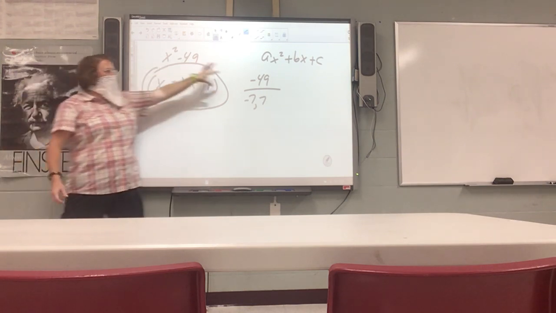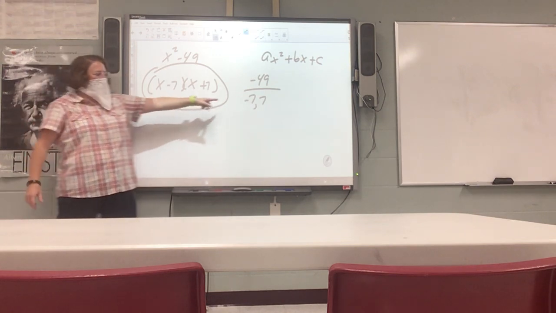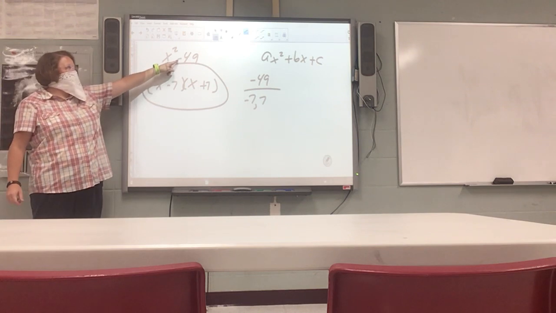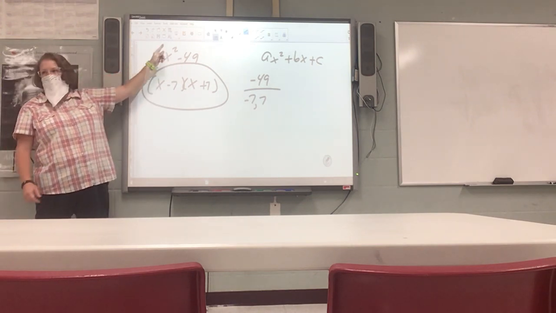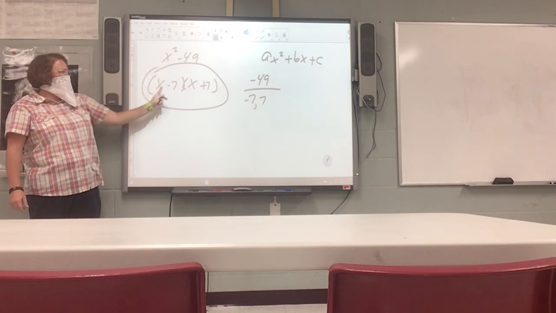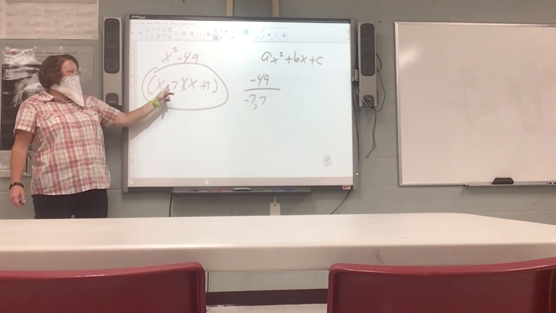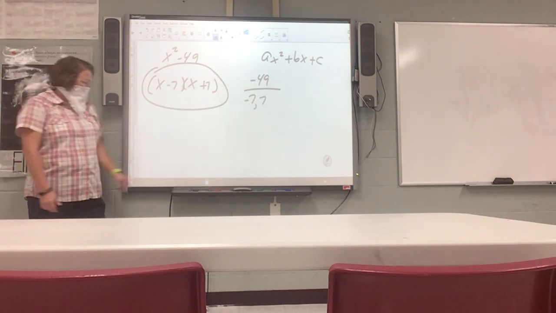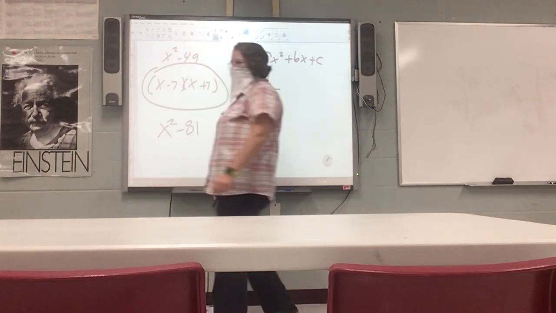So you could do this, and you're gonna get the right answer every time. Do your A times C and find the ones that add to 0. But if you notice that it's a minus problem, and they're both perfect squares, all you had to do was take the square roots. So the square root of x², x and x, the square root of 49, 7 and 7. One gets a minus sign, one gets a plus sign. So what if you had x² minus 81?